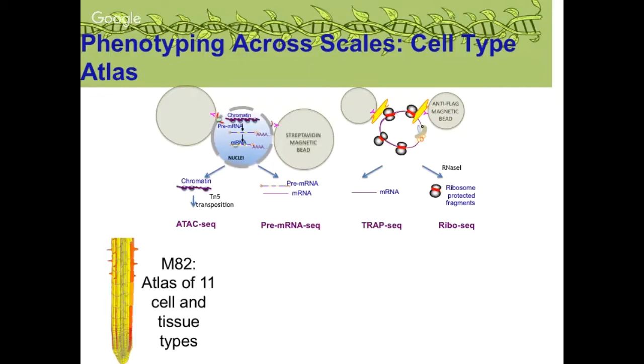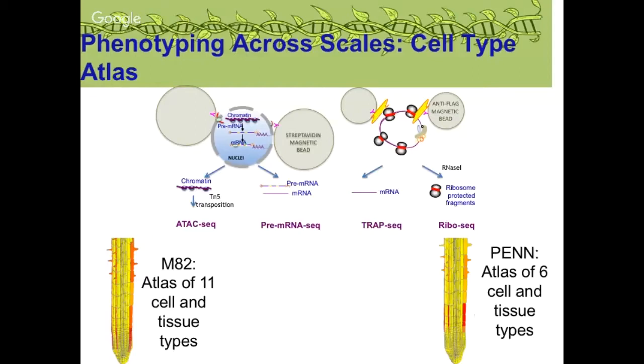So again, work done by Kaisa in my lab. She has now established an atlas of 11 cell and tissue types for these different INTACT lines and for these different TRAP lines in Solanum lycopersicum, this cultivated variety of tomato. And then she's also established a similar atlas of 6 different cell and tissue types of this drought-adapted, or drought-tolerant, wild species of tomato, Solanum pennellii.